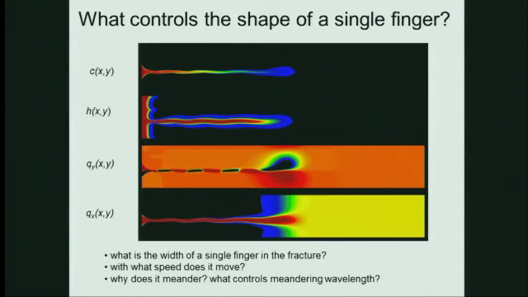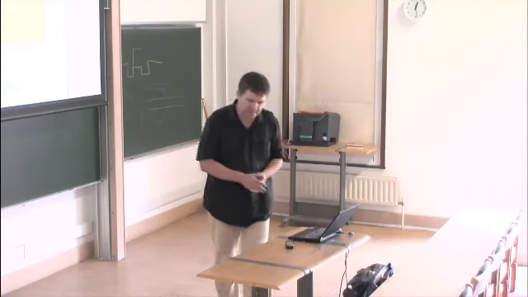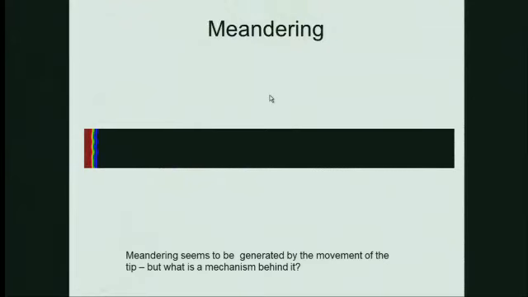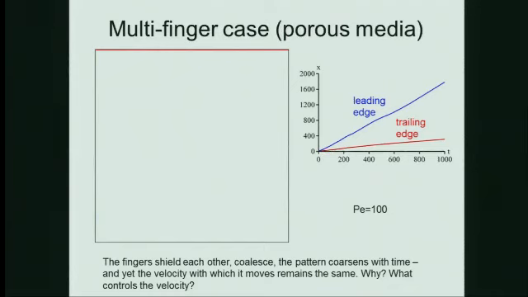So what is the shape even of a single finger, and how fast does it move, and why does it go sideways, why does it meander? I have a movie here which will show you the meandering finger. So now it is born, and you see it meanders in a funny way. So really, the meandering is controlled at the tip itself. It's the tip that meanders, and the rest just follows. So what controls the wavelength, which seems to be very regular? This is something which I don't know at present how to attack mathematically. And also the multi-finger case.